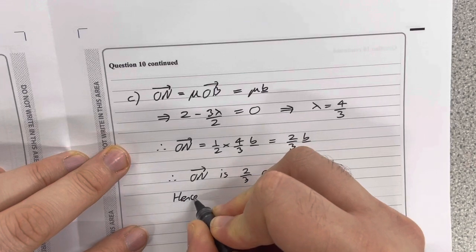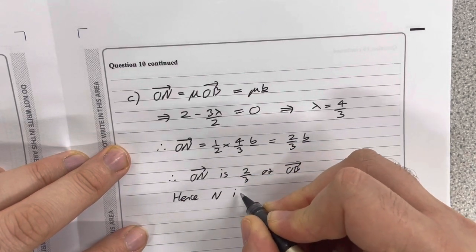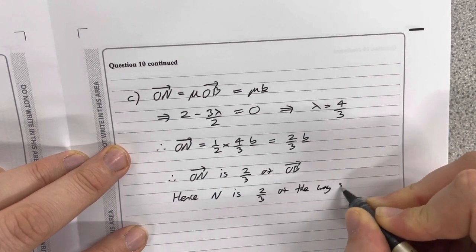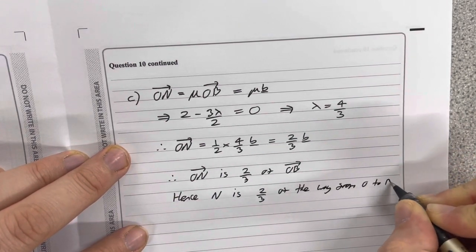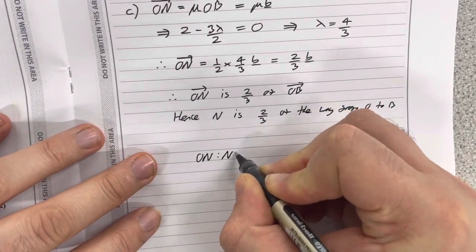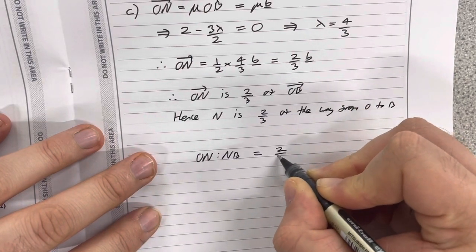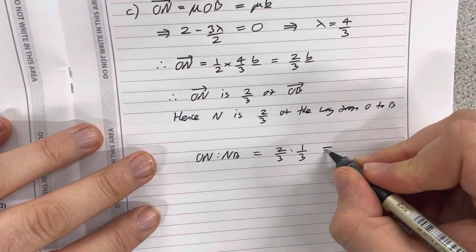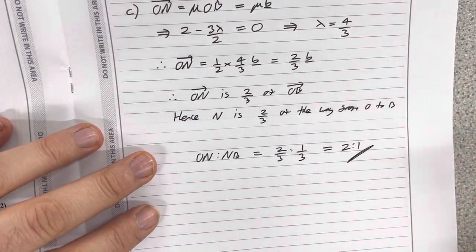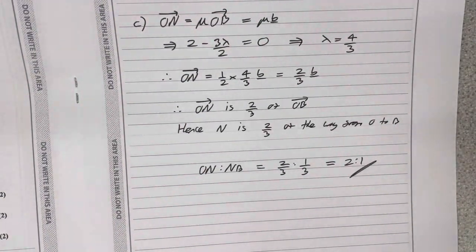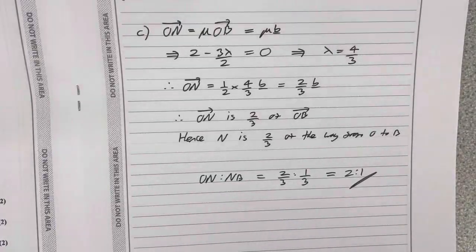Hence, n is 2/3 of the way from O to B. Okay, it's 2/3 of the way. Then we have O to n, n to b is equal to 2/3 to 1/3. Okay, it's got to sum to 1, and then times it by 3, which is 2 to 1. Okay, that's what it wants. Probably don't have to put quite so much detail down, but that does explain why it is 2 to 1.